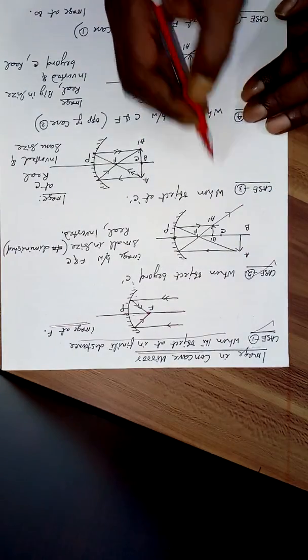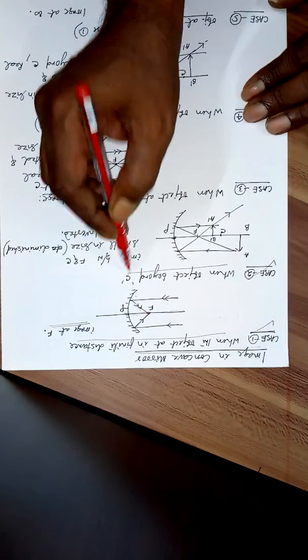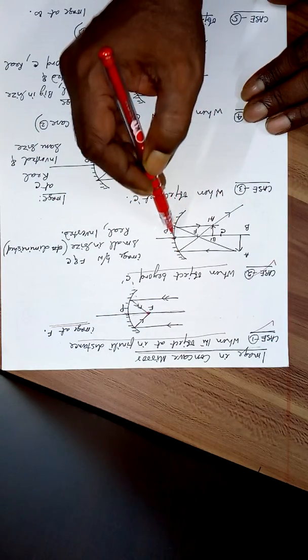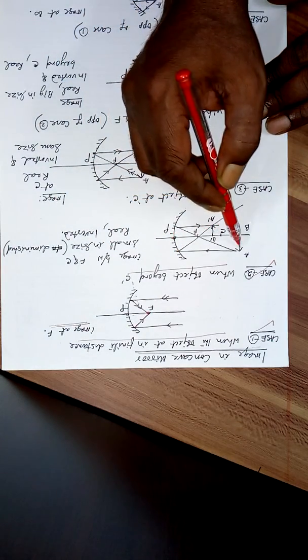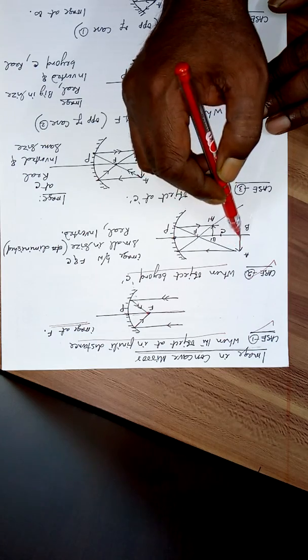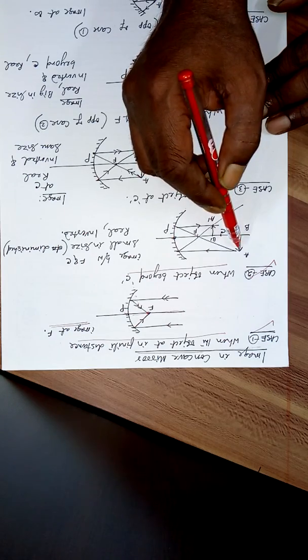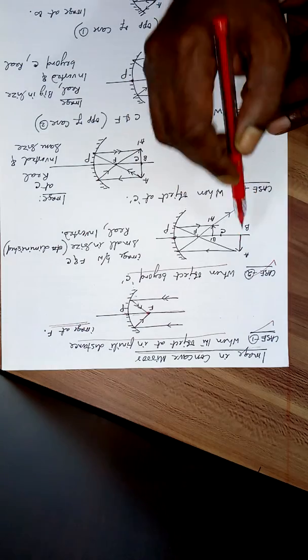Case 2: when the object is beyond the center of curvature. Here is a concave mirror, the pole, the focus and the center of curvature. Here is an object. This can be a candle or a pencil or a pen.